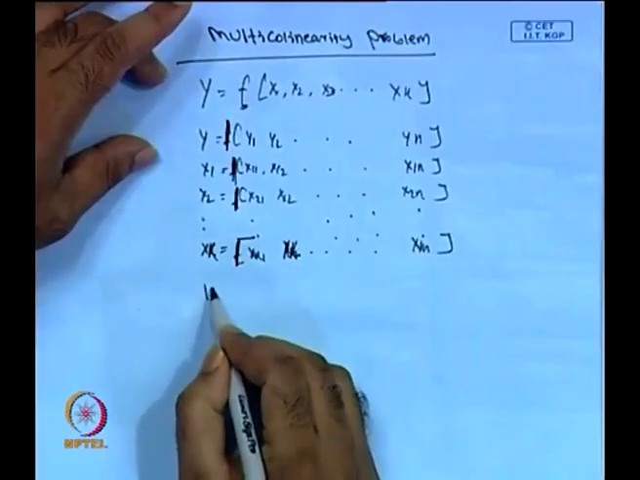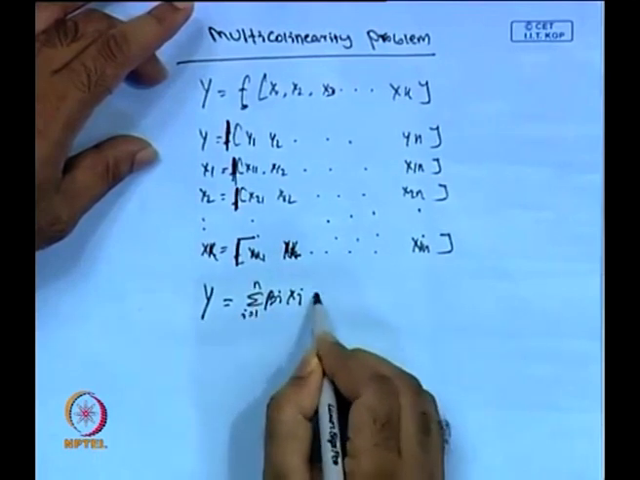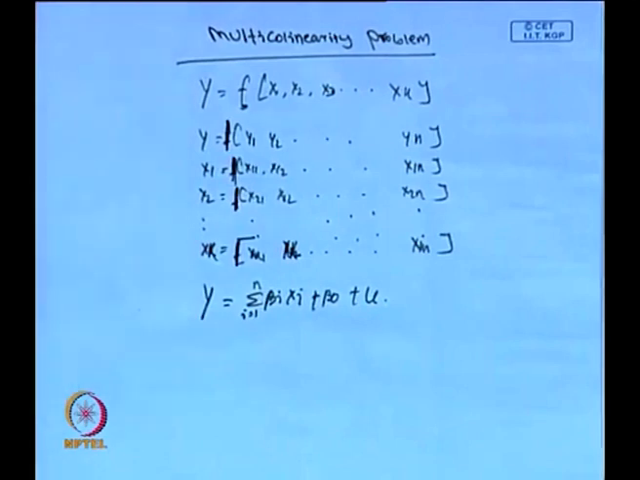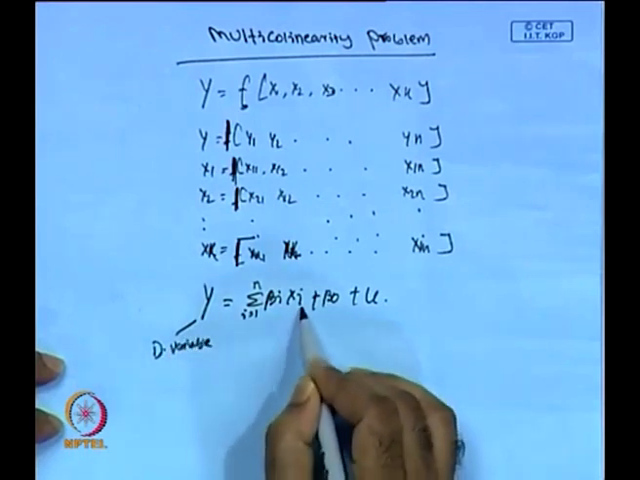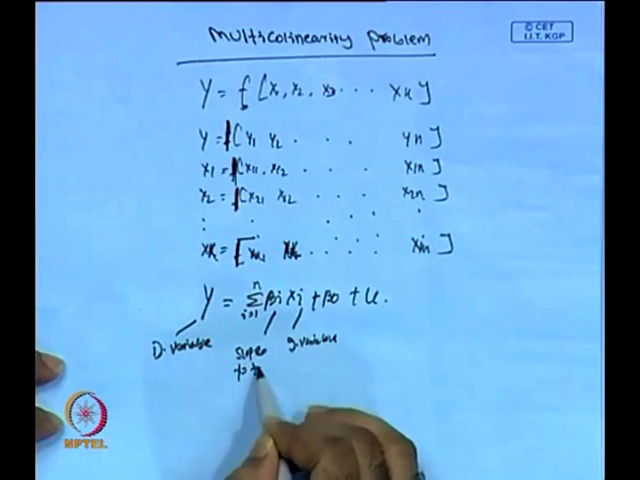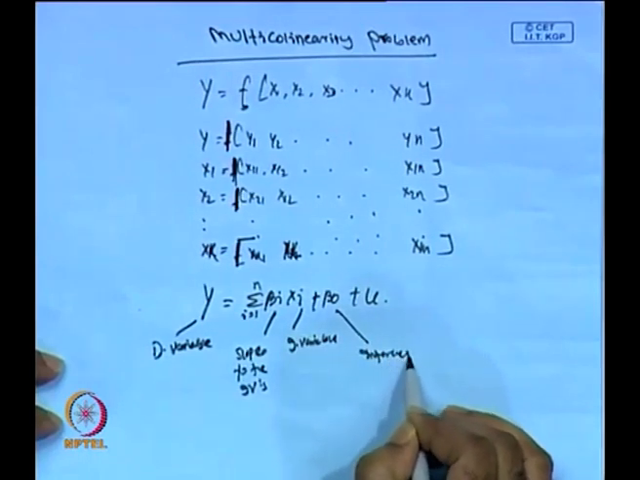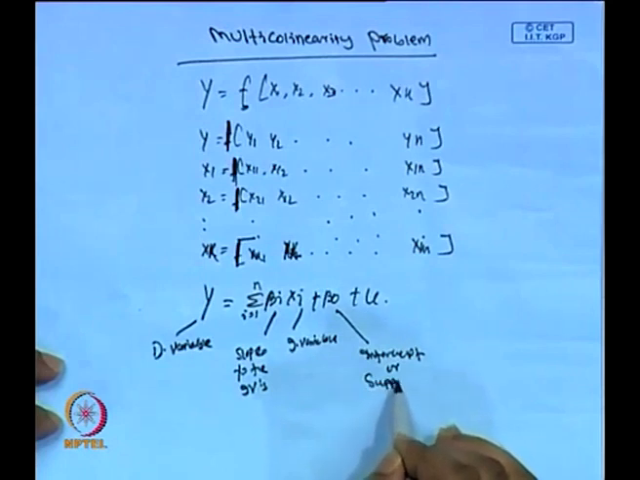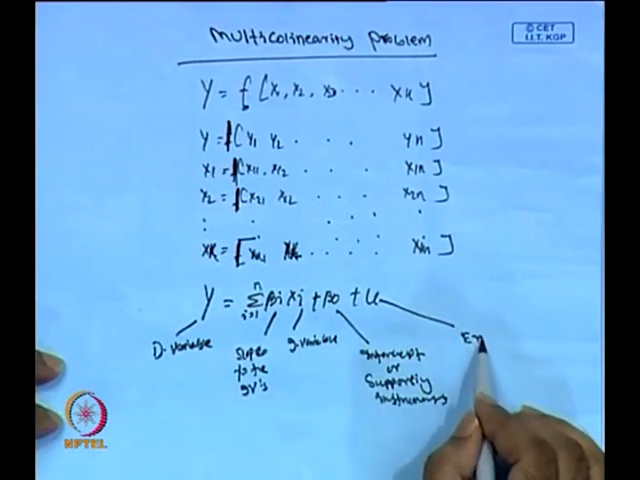Now with this background, what is our model? We will fit a multivariate model: y equal to the summation of beta i x i, i equal to 1 to k, plus beta 0 plus u. This is the multivariate model, where y is the dependent variable, x i are the independent variables, beta i is the slope of the independent variables, beta 0 is the intercept, otherwise called the supporting component to y, and u stands for the error term.